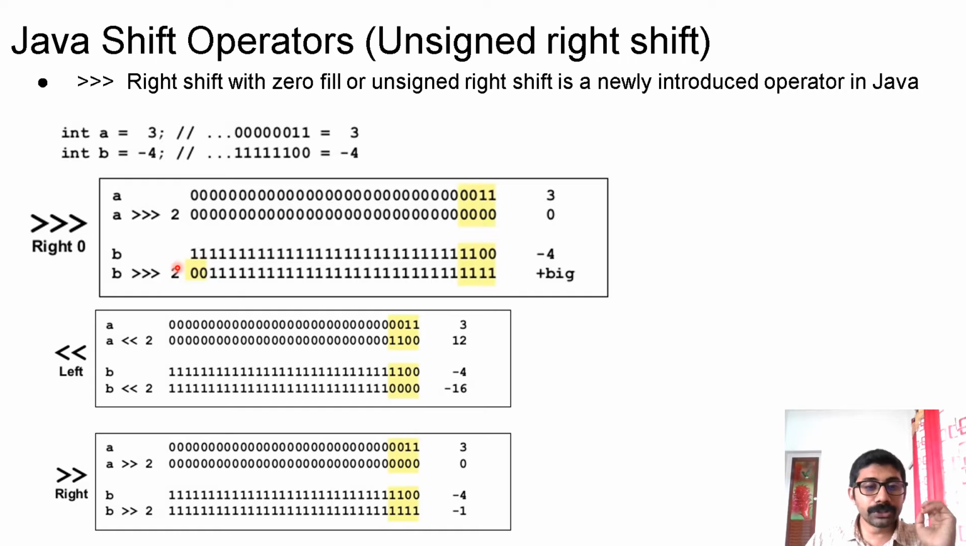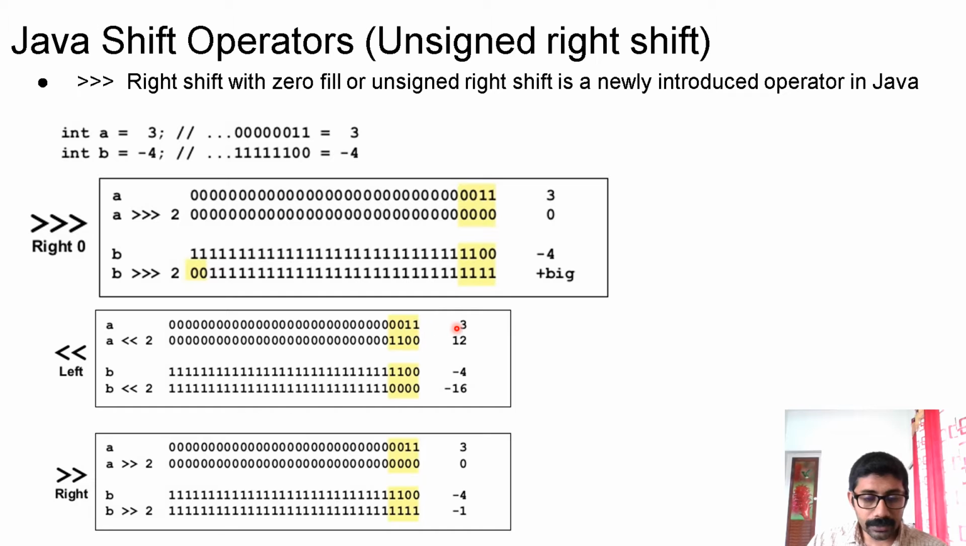So in effect, when you shift a negative number, you are going to get a very large positive number, because here now the sign bit is positive 0. So that is the difference. In the case of right shift, it will preserve the sign bit. So in the other case, when you shift a negative number, you will get a negative number only. But in the case of unsigned shift, when you shift a negative number towards right, you can get a very large positive number.